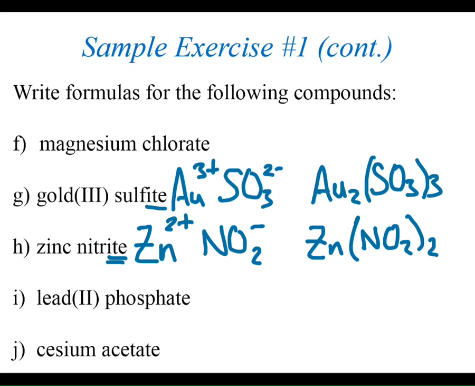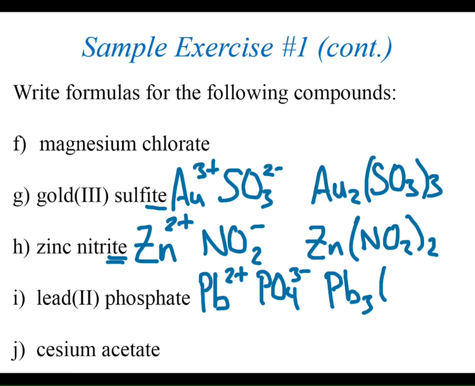Okay, lead Roman numeral 2 phosphate. So lead 2 phosphate. What's lead's symbol? PB, peanut butter, and 2 plus. What's phosphate? PO4, 3 negative. How can I put those together? Pb3, parentheses PO4, parentheses, because again, right? So try to make them both cancel out. 2 and 3 can both go into 6. So to make that a 6, I need 3 of them. To make that a 6, I need 2 of them.